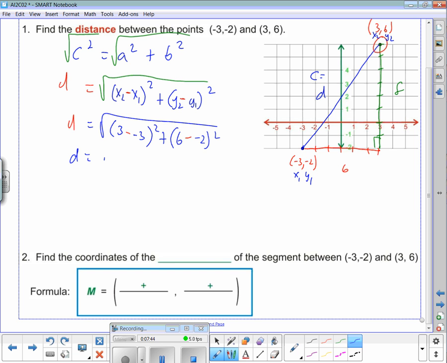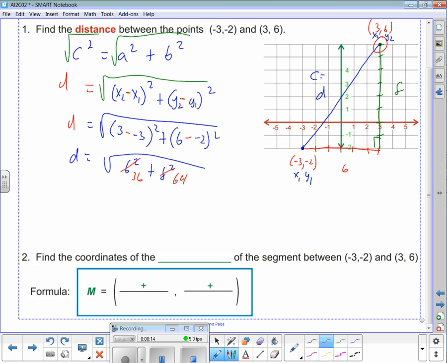Okay, so if you remember your order of operations, do inside the parentheses first. 3 and 3 is 6, so we have 6 squared. 6 minus a minus is plus, plus 2 is 8, so we have 8 squared. And let's save a step, so that's a 36, right? And that's a 64. Everybody okay with what I'm doing so far? I'm just doing the numbers. And you'll do the numbers too.